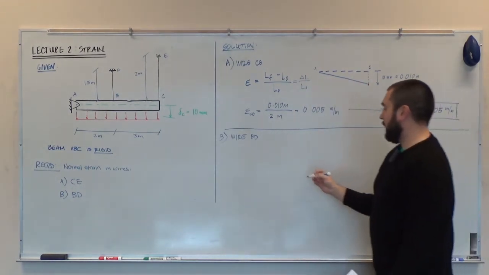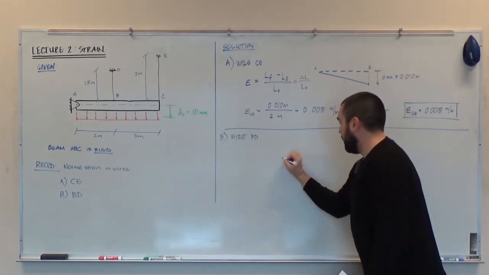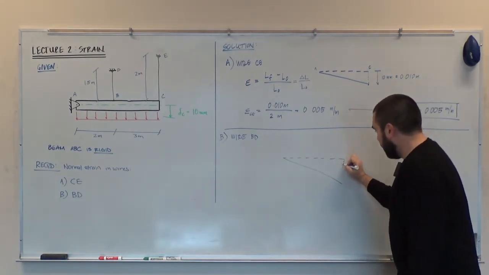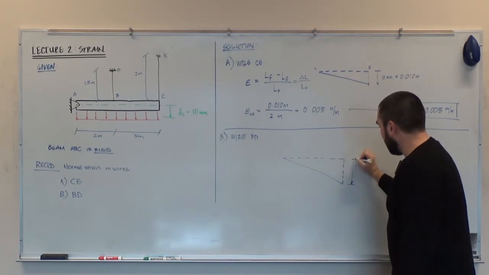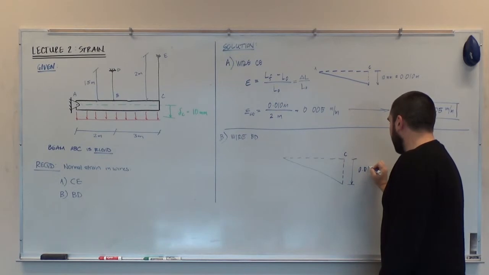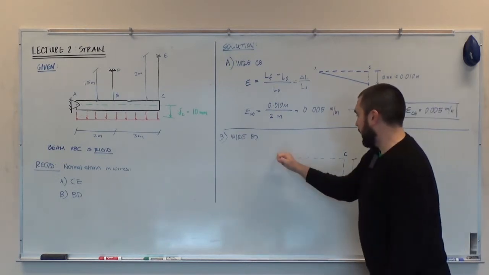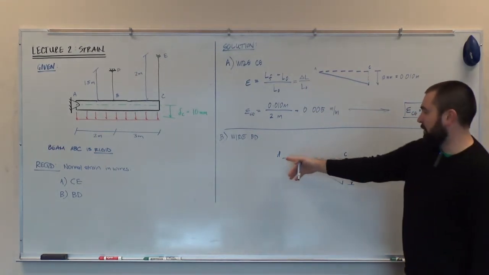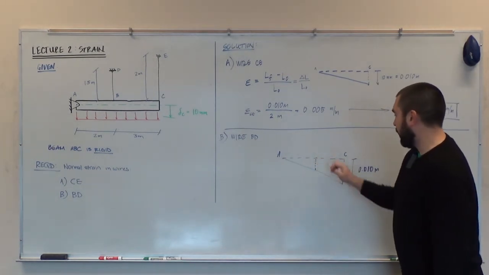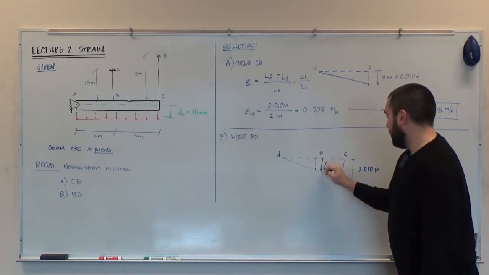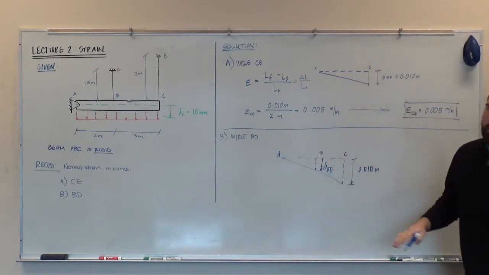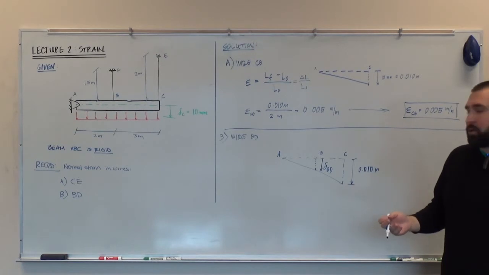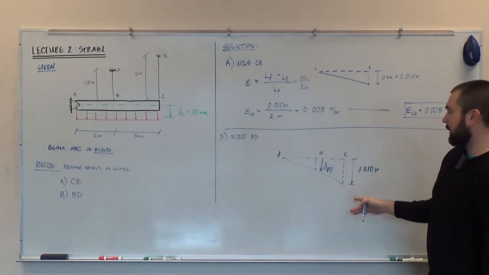If we use the same type of diagram that we used for CE, my beam starts out horizontal. It's rigid, so it rotates, but it stays straight. We know that the deflection here at point C is 0.010 meters. At A, it doesn't deflect at all because there's a pin. So we know the deflection at C and at A, but we really want to figure out the deflection at point B. This is our question: what is delta BD? Because this is a rigid beam, this diagram creates a triangle, so we can simply use similar triangles to figure it out.